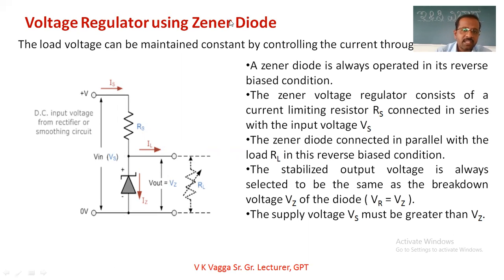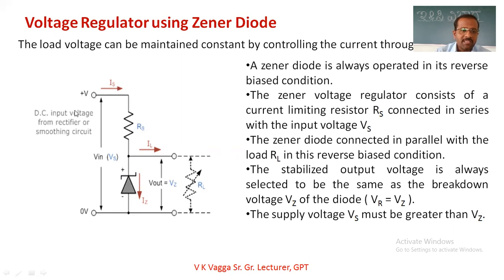The voltage regulator using the zener diode is to be connected this way. The input is from the rectifier or from the filter, the smoothing circuit. This is applied as input for this voltage regulator circuit, and the resistance Rs is to be in series with the input voltage, and the zener diode is to be connected in reverse bias, and it should be in parallel with the load.